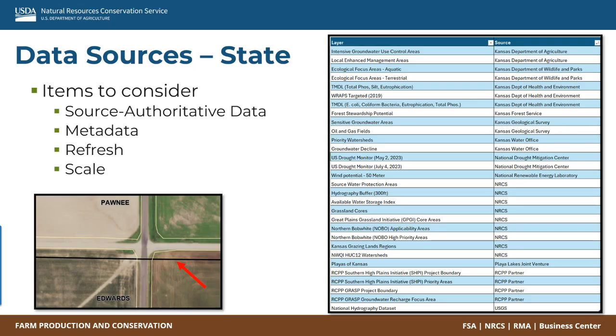For refresh, it's a mixed bag on the frequency of refresh for data that we use in Kansas. Some have been used over decades with no change, for example, the Kansas sensitive groundwater areas from our partners at Kansas Geological Survey. Other data sets, like ecological focus areas for terrestrial and aquatic wildlife from our partners at Kansas Department of Wildlife and Parks, may change every 5 years as they refresh the State Wildlife Action Plan. And yet others change every couple of years, like the total maximum daily load or TMDL data.